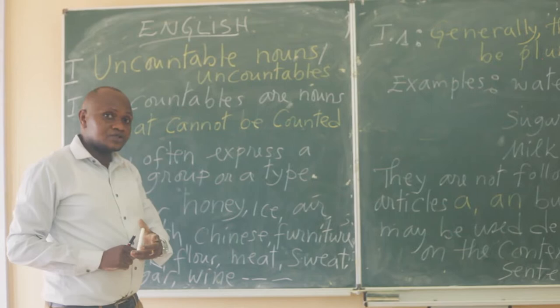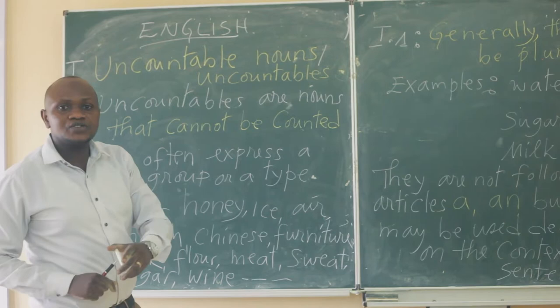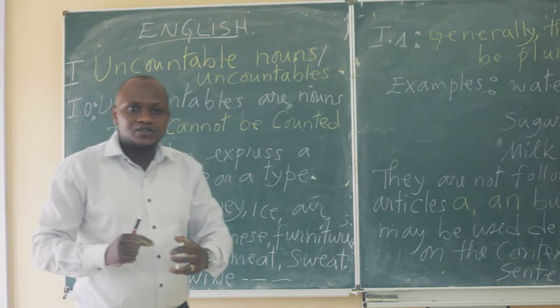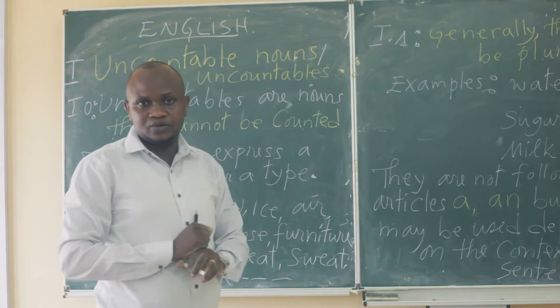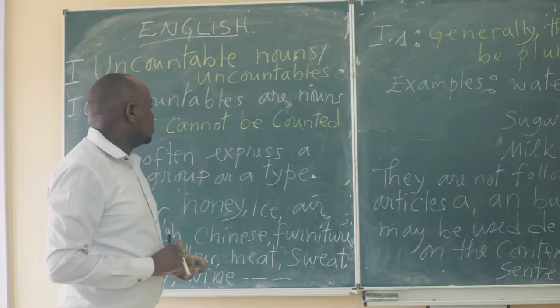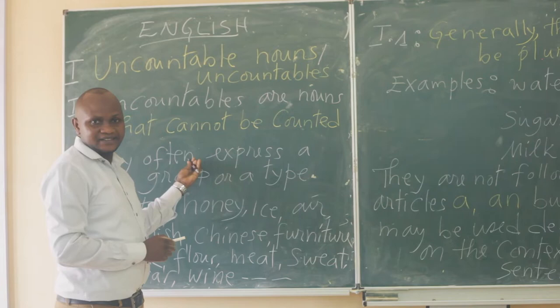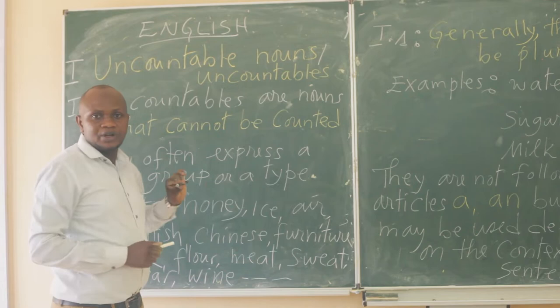When you say uncountable nouns, these are nouns that cannot be counted, or nouns that refer to things that cannot be counted. Amagambo, amazina agaragaza ibintu bidashobora kubarika na gato. They often express a group or a type. Agaragaza itsinda or a type.